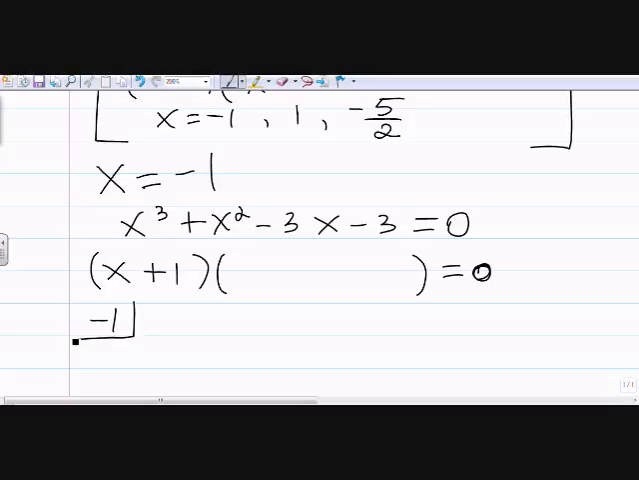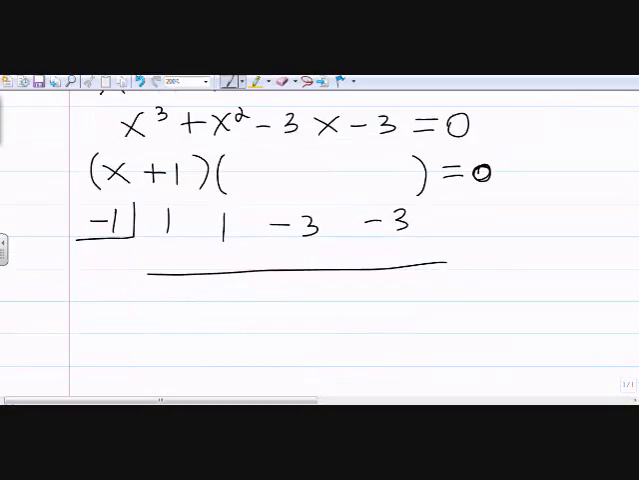All right. So I'm going to put negative 1 in the little box for the synthetic division, and then the coefficient on the x cubed is 1, the x squared is 1, the x is negative 3, the constant is negative 3. Now I'm going to do my synthetic division. Why can't I scroll this page down a little bit?